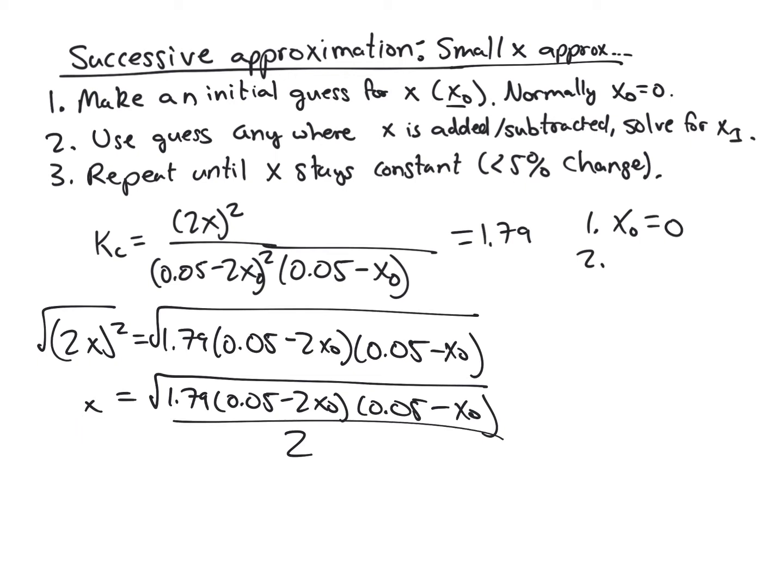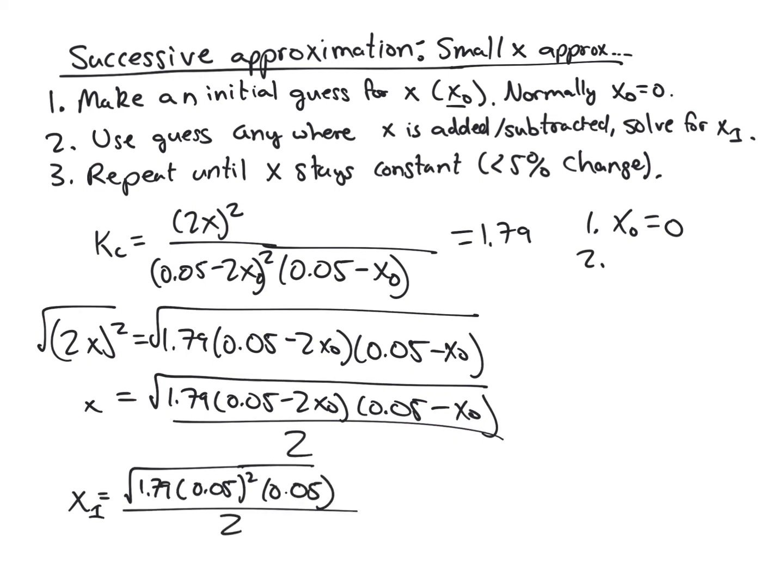And now the basic thing we're going to do here is we just keep solving for x until it stays constant. So let's do the first option here. So now I'm going to say x is equal to, this is x1, this is our first time through, the square root of 1.79 times 0.05 squared times 0.05, over 2. And that's because my initial guess was x0 equals 0. So this gives me 0.0075 molar. So that was step 1. We solve for x1 is equal to 0.0075 molar.